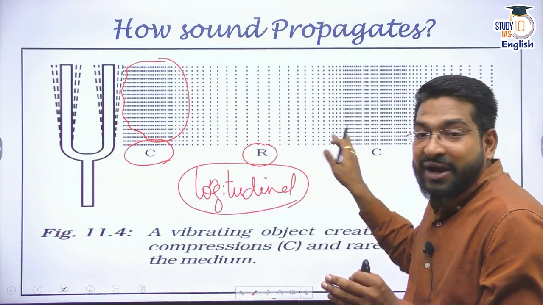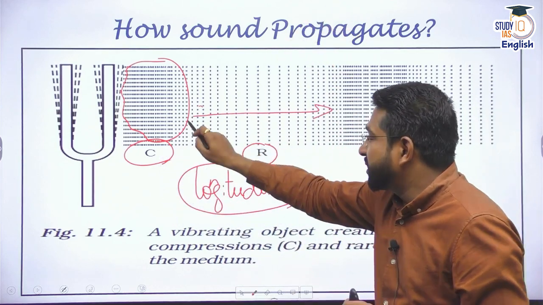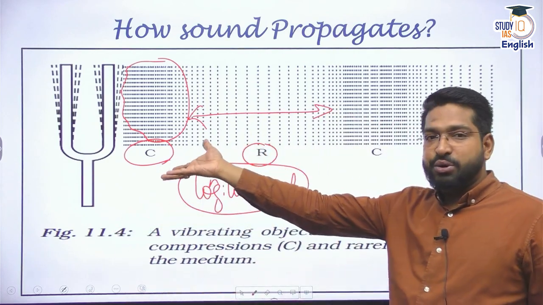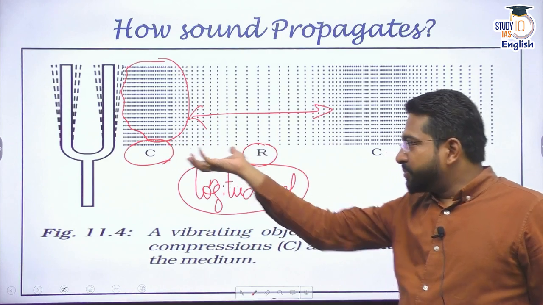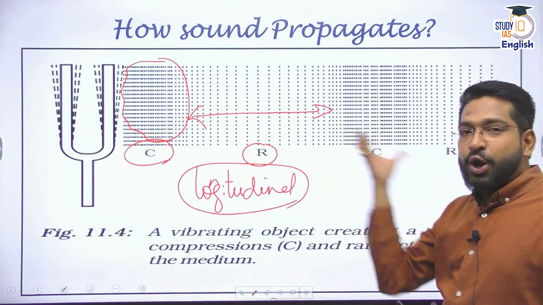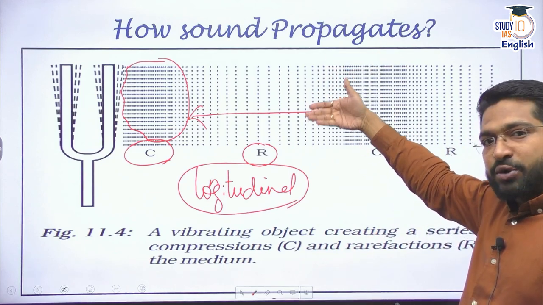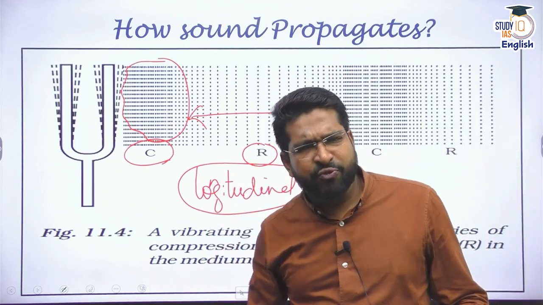And then there are rarefactions. Rarefaction means there is a gap between the atoms and molecules here. So sound travels as a wave comprised of compressions and rarefactions. So it's a longitudinal wave. It's not a transverse wave, although we can represent this longitudinal wave on a transverse map for sure.